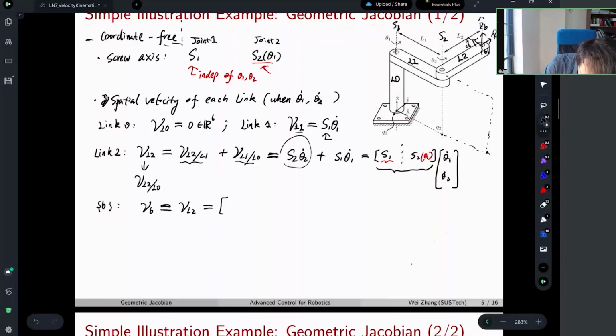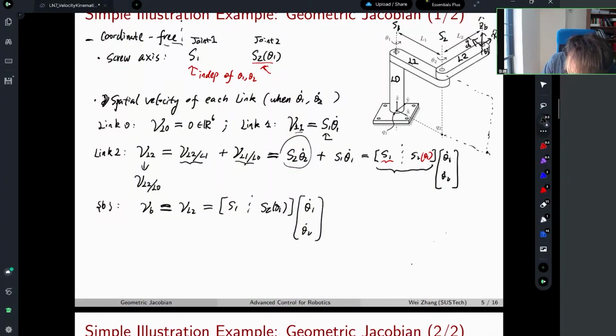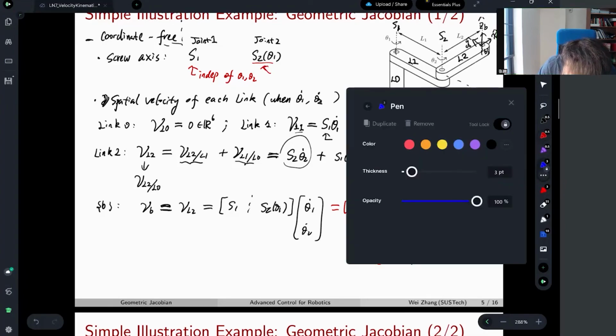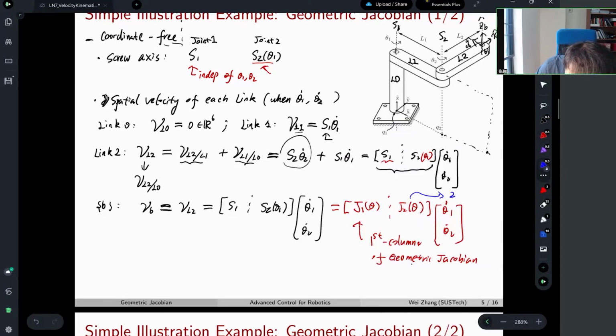So what we have is S1, S2 times theta 1 dot, theta 2 dot. Okay, so this is our geometric Jacobian. We can write it in a more Jacobian form. This is Z1. Overall it could depend on theta; I will just write the general form. In this case it doesn't. This guy is the first column of the geometric Jacobian, and the other one is the second column.